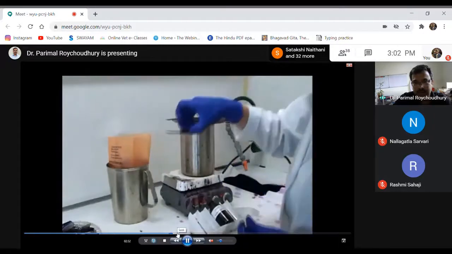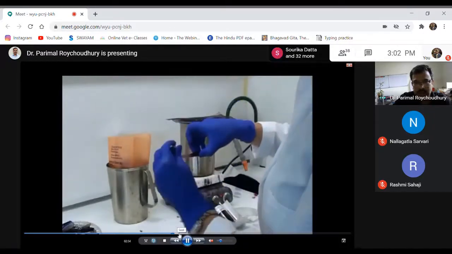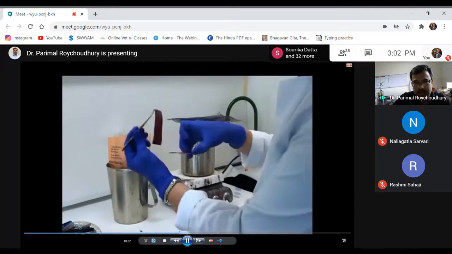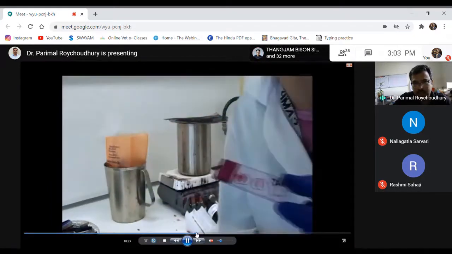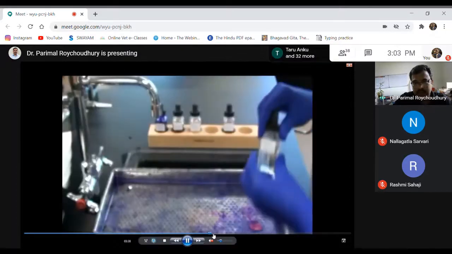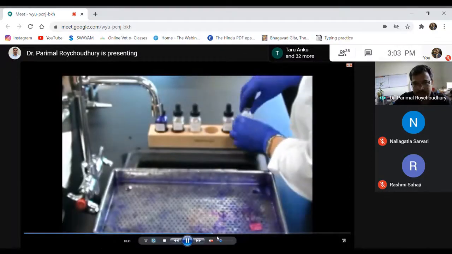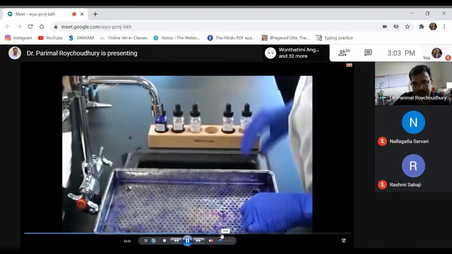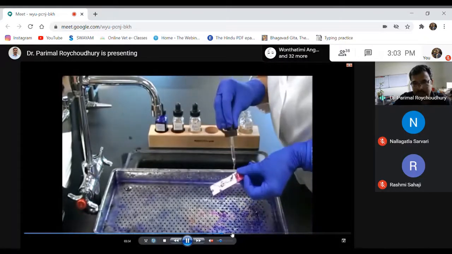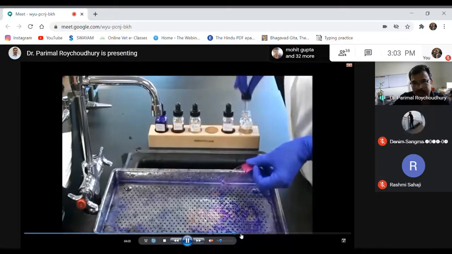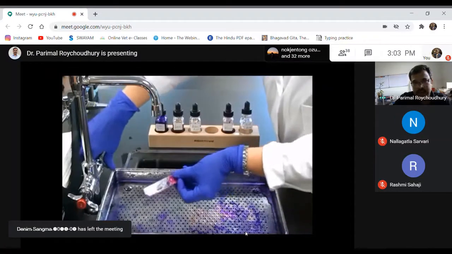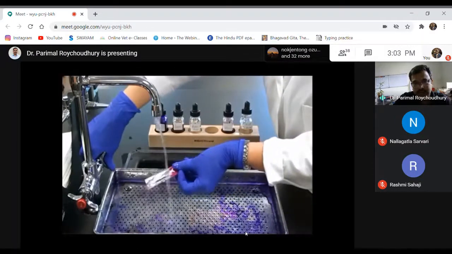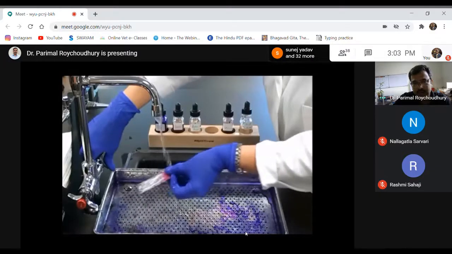And now it is time to wash it. After washing with running tap water, we can apply the decolorizer. And when it gets decolorized, so likewise she is applying the decolorizer. All non-acid fast bacteria will decolorize readily, whereas the acid fast bacteria will still retain the color of carbol fuchsin.